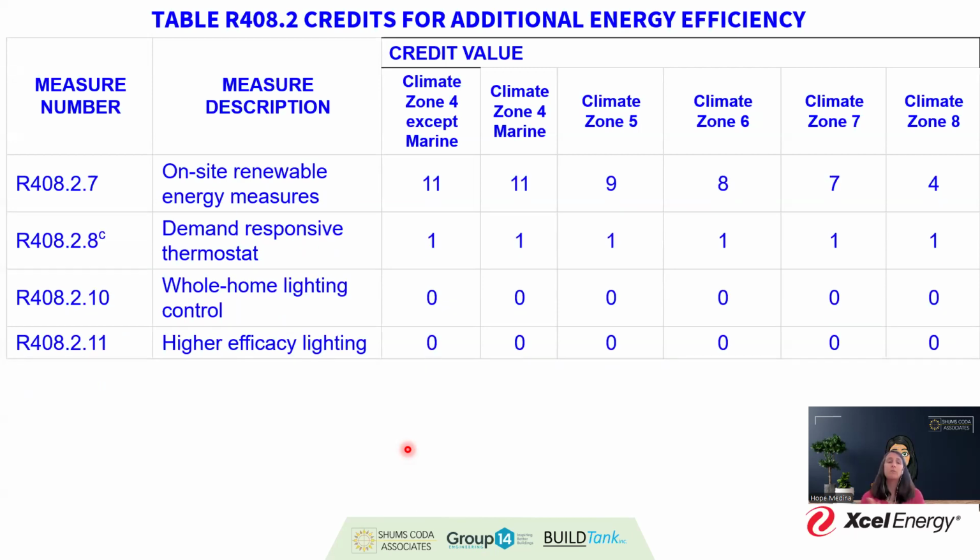Now, if you have on-site renewable energy measures included, you can get some points for that. Demand responsive thermostat, whole home lighting controls, and higher efficient lighting. For us, unfortunately, we don't really get that. Energy efficient appliances, all of them, or each of them? All of them.